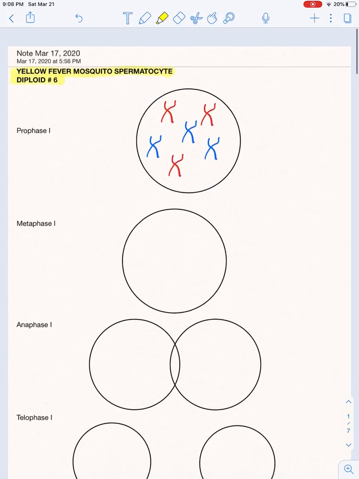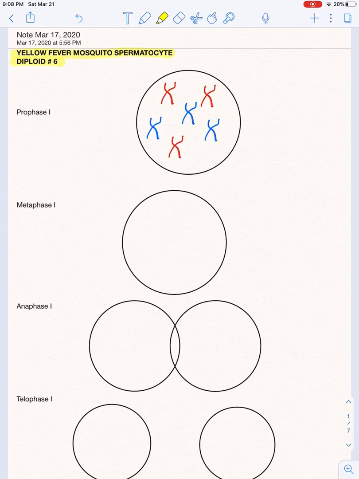Let's get to it. Now, you'll see here that we are dealing with a yellow fever mosquito spermatocyte, diploid number 6, not a human. A human spermatocyte would have 46 chromosomes that we would eventually whittle down to 4 cells having 23. In this case, with a yellow fever mosquito, we're going to take this spermatocyte and whittle it down to 4 cells that each have the haploid number of 3.